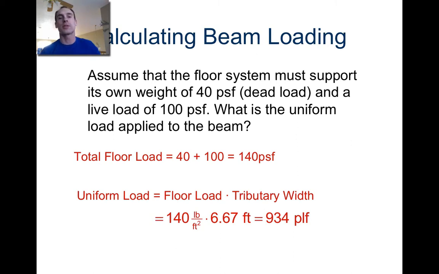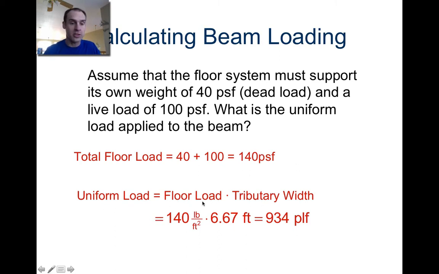So we're assuming we're going to put some heavy equipment in there. That's 100 pounds a square foot. That's kind of a lot. That's a pretty big load. But if you're talking vehicles driving over, it's probably going to end up being more than that in one little location. So what is the uniform load applied to the beam? We add these together to get total floor load. You're going to have this information in the system that you're trying to solve. It's 140 pounds per square foot.